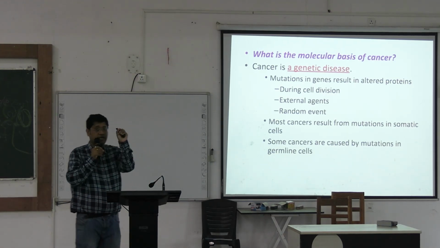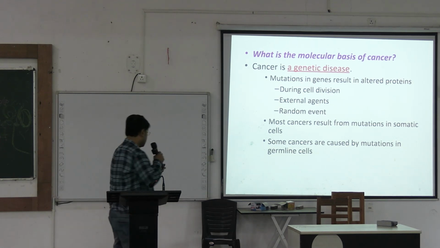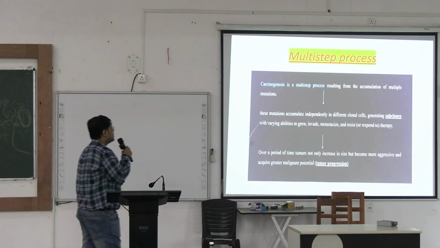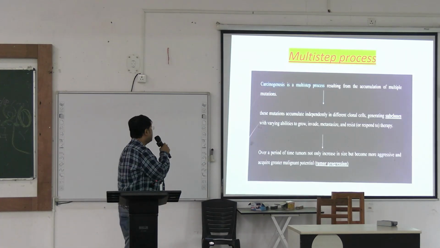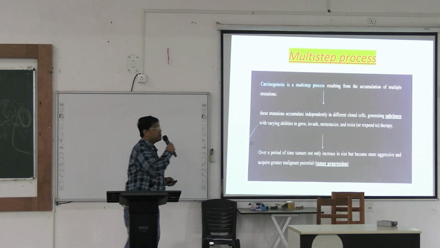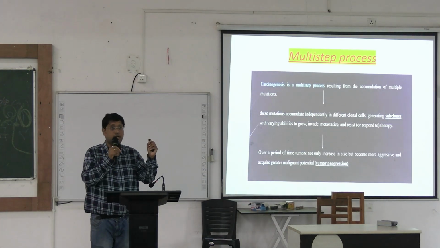I will always point out the important points for viva and theory. Keep a note of those things. I can list such important points. So cancer is a multi-step process. What is that? Carcinogenesis is a multi-step process resulting from accumulation of multiple mutations. Just a single mutation will not cause cancer.